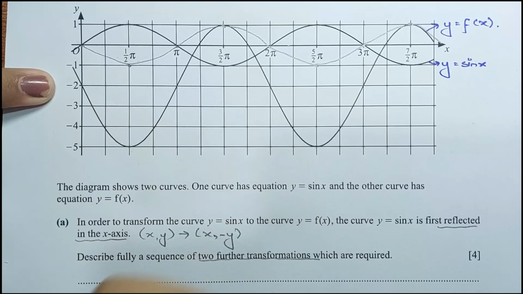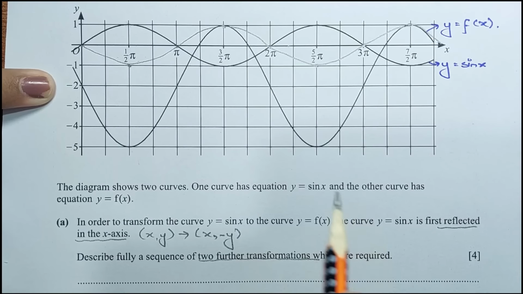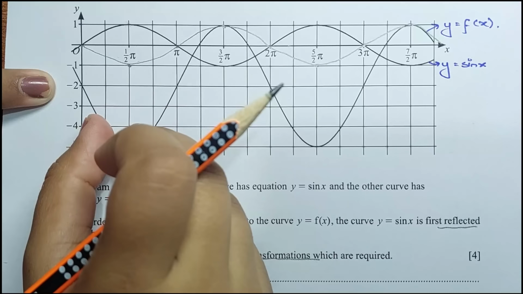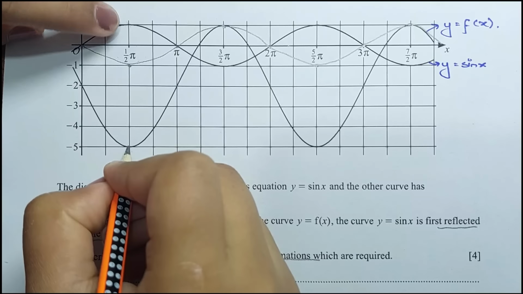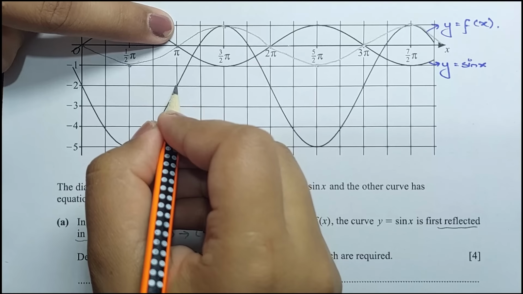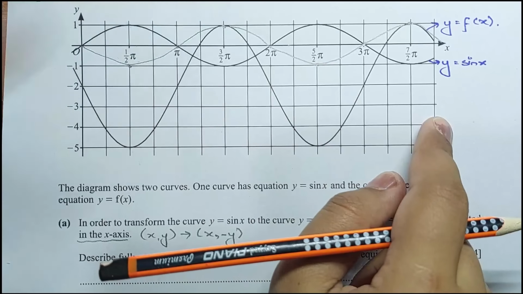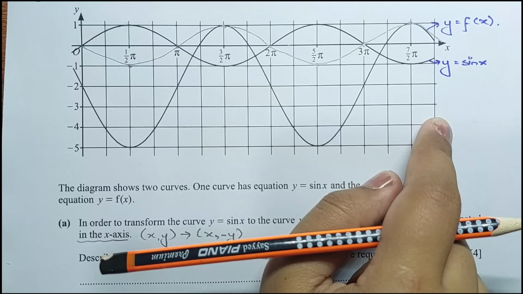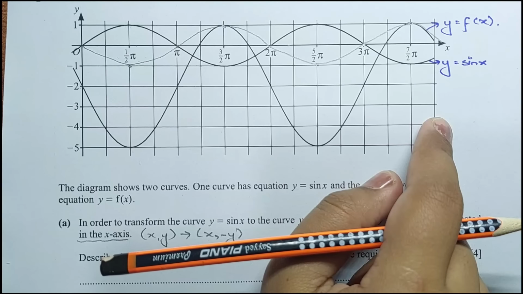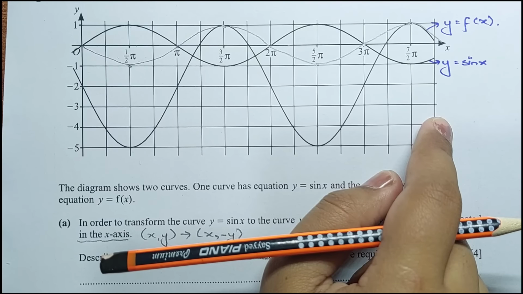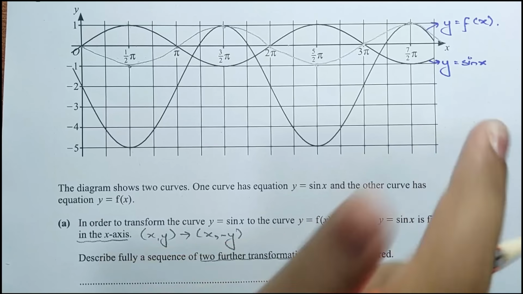And what else? After translation we have a vertical stretch as well, because as you can see the x values stay the same: pi by 2, pi, 3 pi by 2. The x values are the same, just the y values are different. So all the transformations are applied in y. The first transformation is a vertical translation 2 units down, and the second transformation is some vertical stretch by a factor of, we have to check what factor it is.